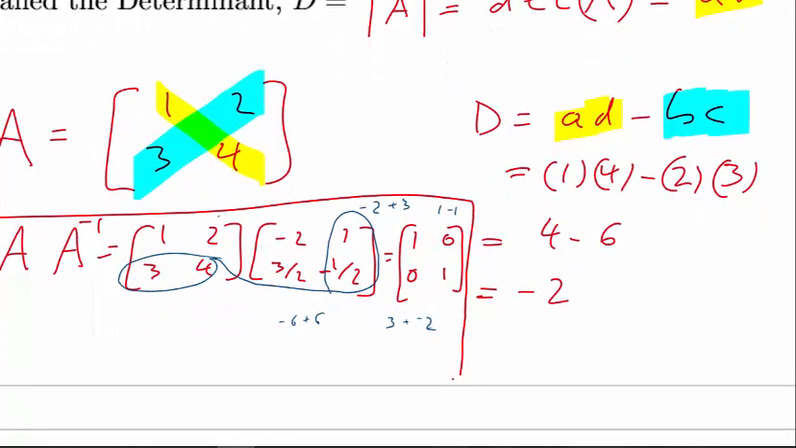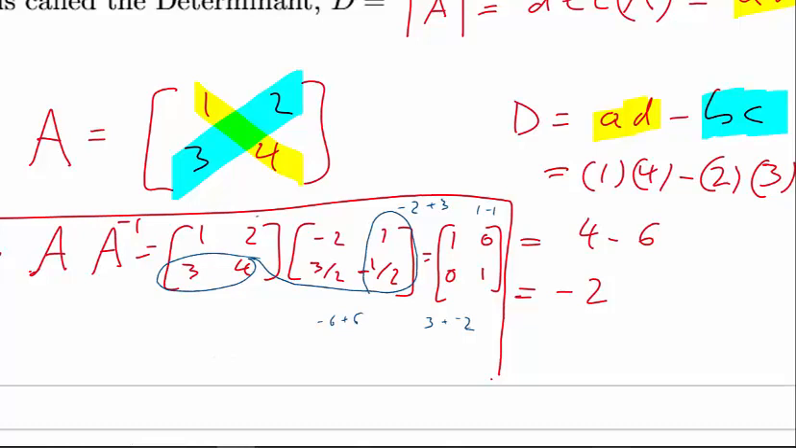Now, just to show you that it works both ways, we're going to do it the other direction, A inverse times A. In general, you cannot reverse the order of multiplication, but for inverses you can. So let's run through this one. We're putting the inverse matrix down first: negative 2, 1, 3/2, and negative 1/2. Got ahead of myself. Then matrix A: 1, 2, 3, 4. All right, and let's run through this.